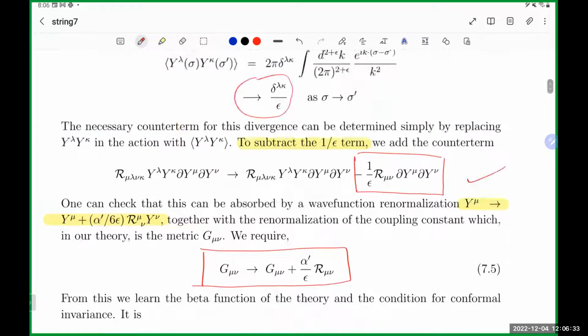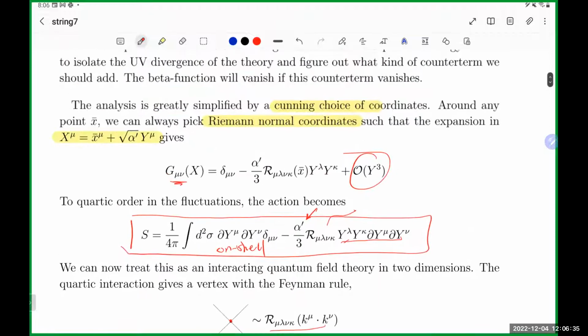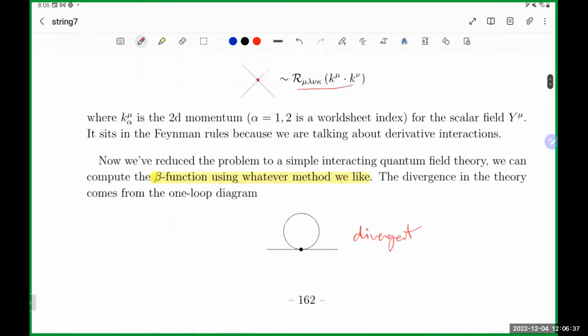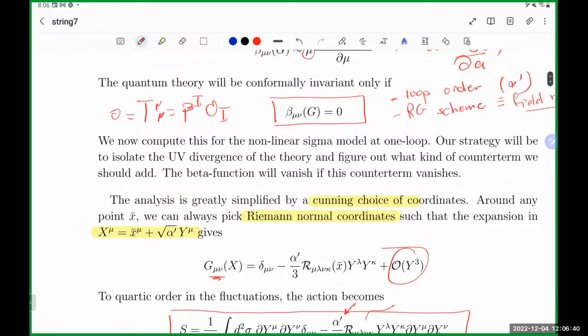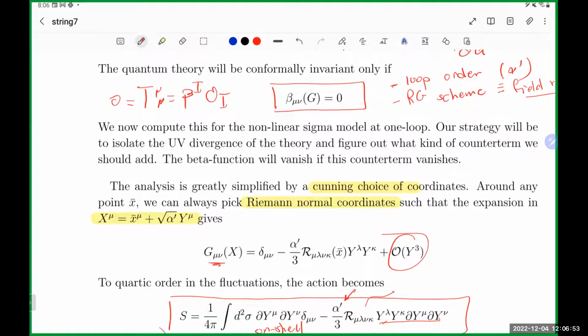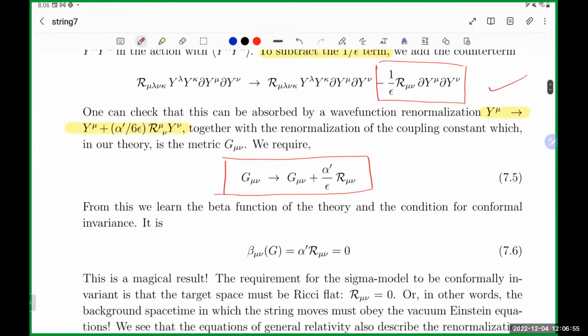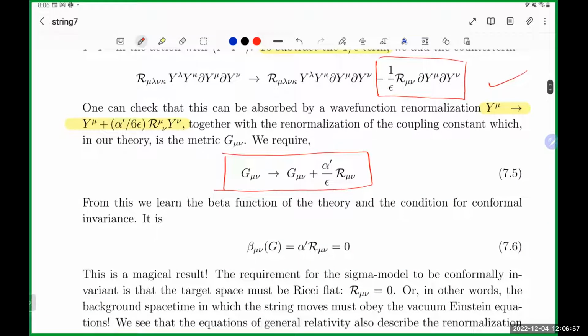But the beta function we just calculated. Remember, we wanted our quantum theory to be conformally invariant because we want CFTs, right? People love CFTs. We want CFTs on the world sheet, which basically means the beta function will vanish. Suddenly, I realized after all this RG exercise that my beta function is the Ricci tensor.